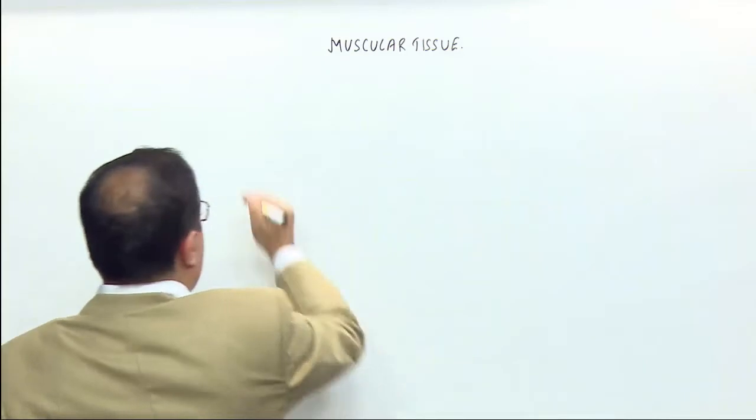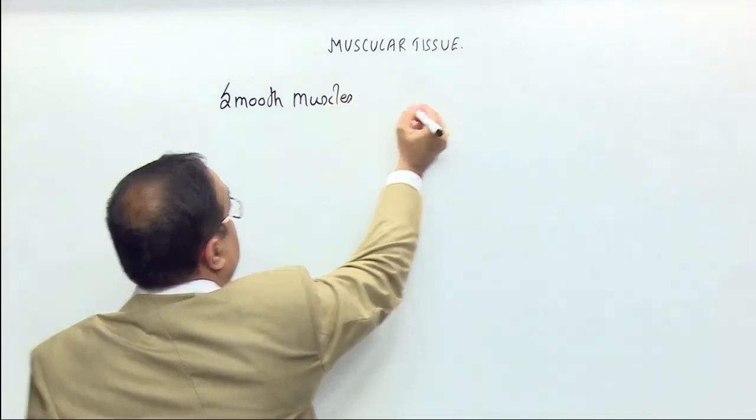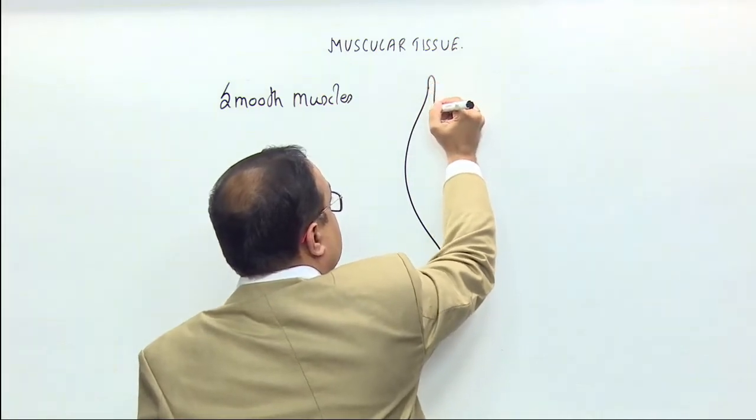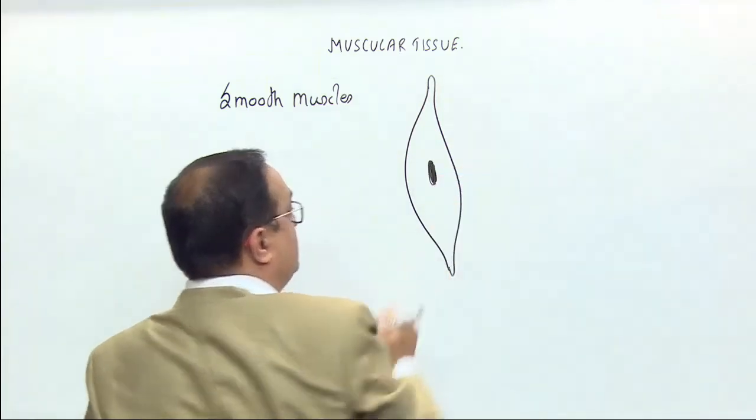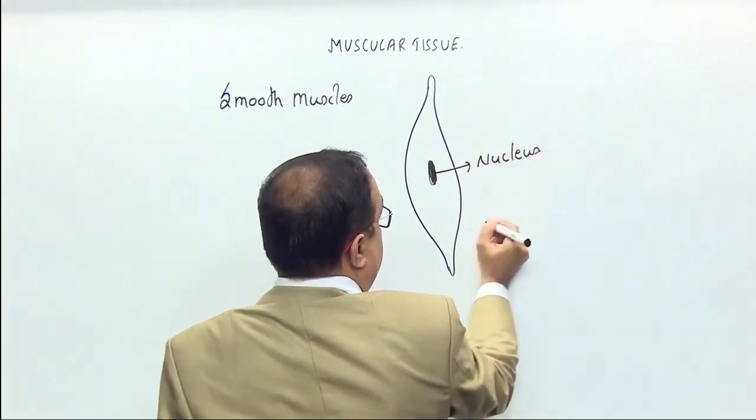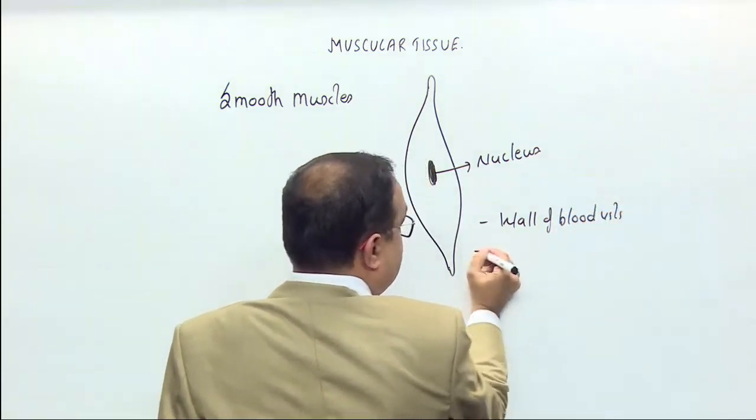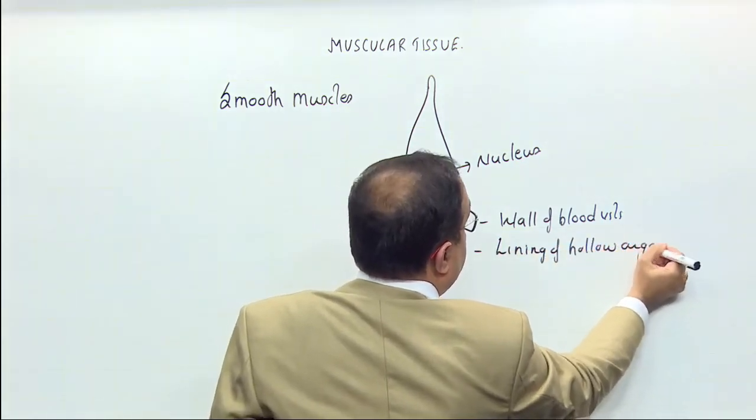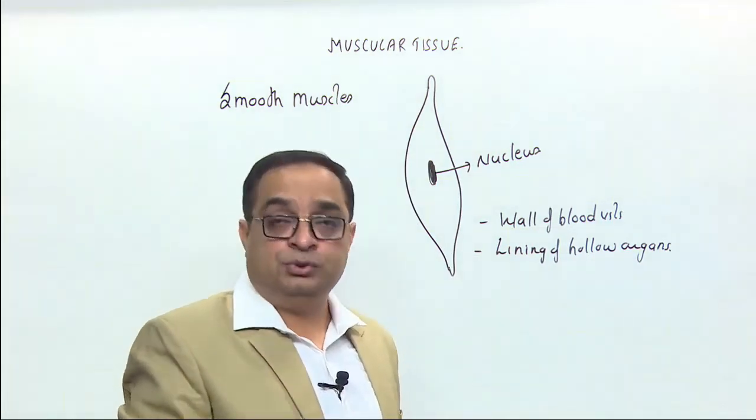When you say smooth, these smooth muscles are non-striated or unstriped. These are spindle shaped like this. They are thick at the center and thin at the ends. So this is the structure of a smooth muscle fiber. This is a large prominent nucleus. Smooth muscles are present in the wall of blood vessels. They form lining of hollow organs like trachea, urinary tract, fallopian tubes, uterus.